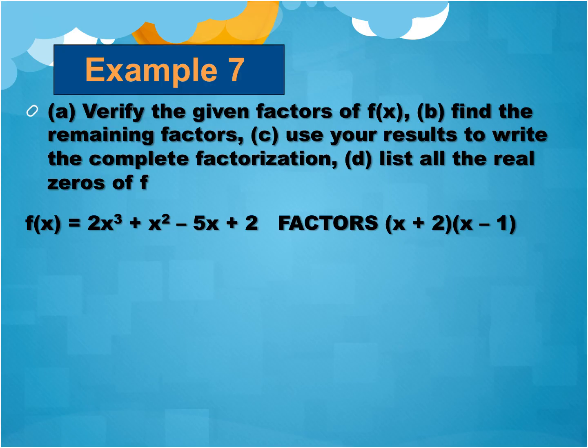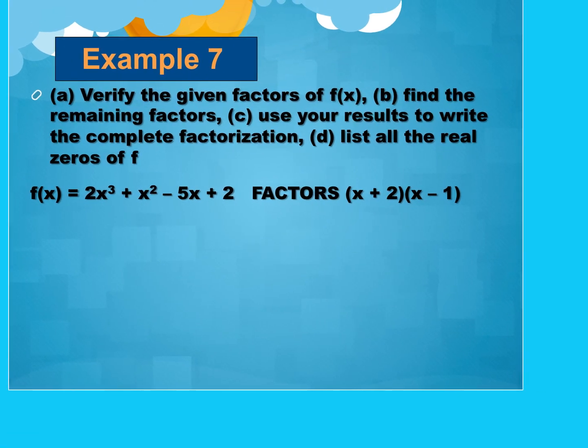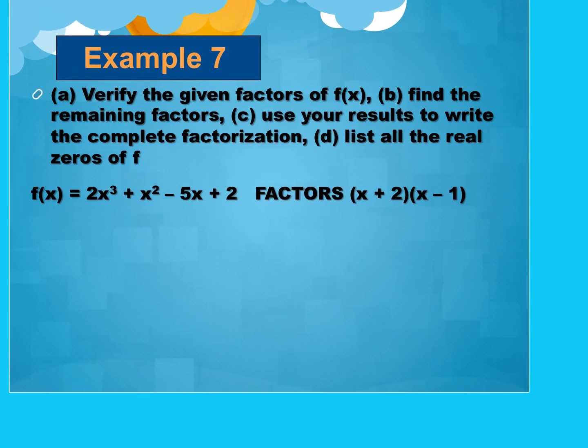All right, last example. Verify the given factors of f of x. Find the remaining factors. Use your results to write the complete factorization, and then list the real zeros of f. So we're going to do this piece by piece. The first thing says f of x equals 2x to the third plus x squared minus 5x plus 2. And it actually gives me two factors: x plus 2 and x minus 1.